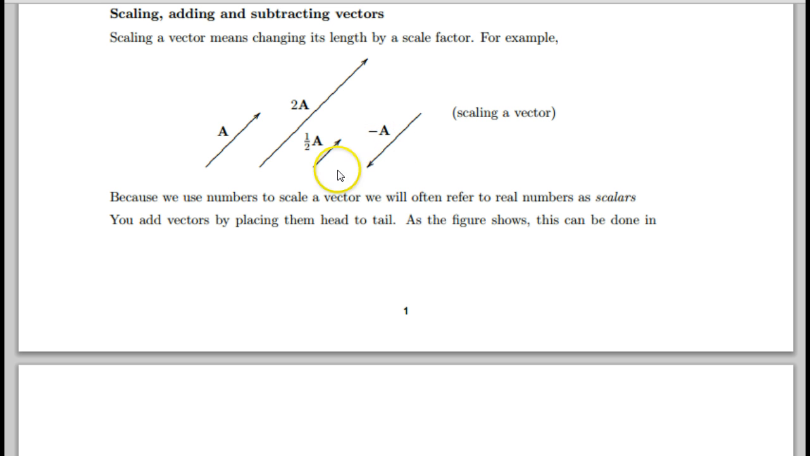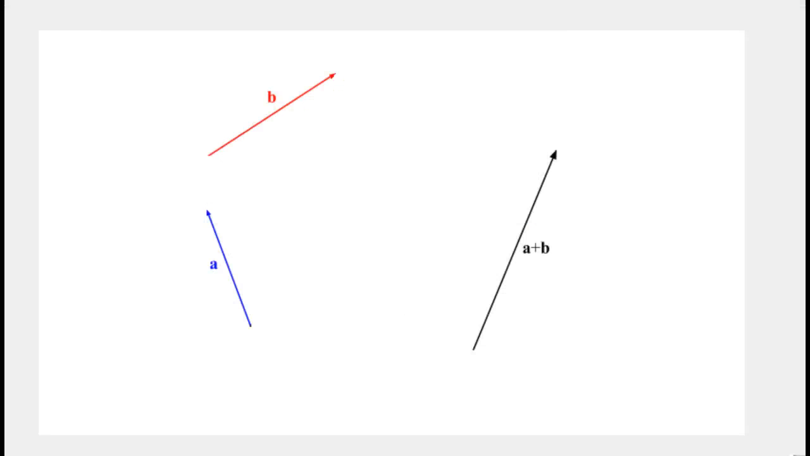The vector minus a has the same length, but it's in the opposite direction. So we can multiply a vector by a positive or a negative number, but multiplying it by a negative reverses its direction. The next thing we want to look at is how we add vectors.